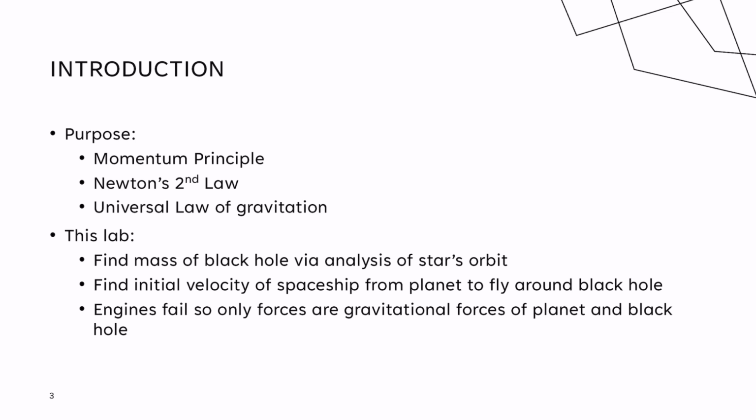So specifically in this lab, we found the mass of a black hole via analysis of a star's orbit, and found the initial velocity necessary for a spaceship to fly from a planet and make it around a black hole and not crash into it, with the initial conditions that the engines fail, so the only forces are the gravitational forces of the planet and black hole acting on the spaceship.